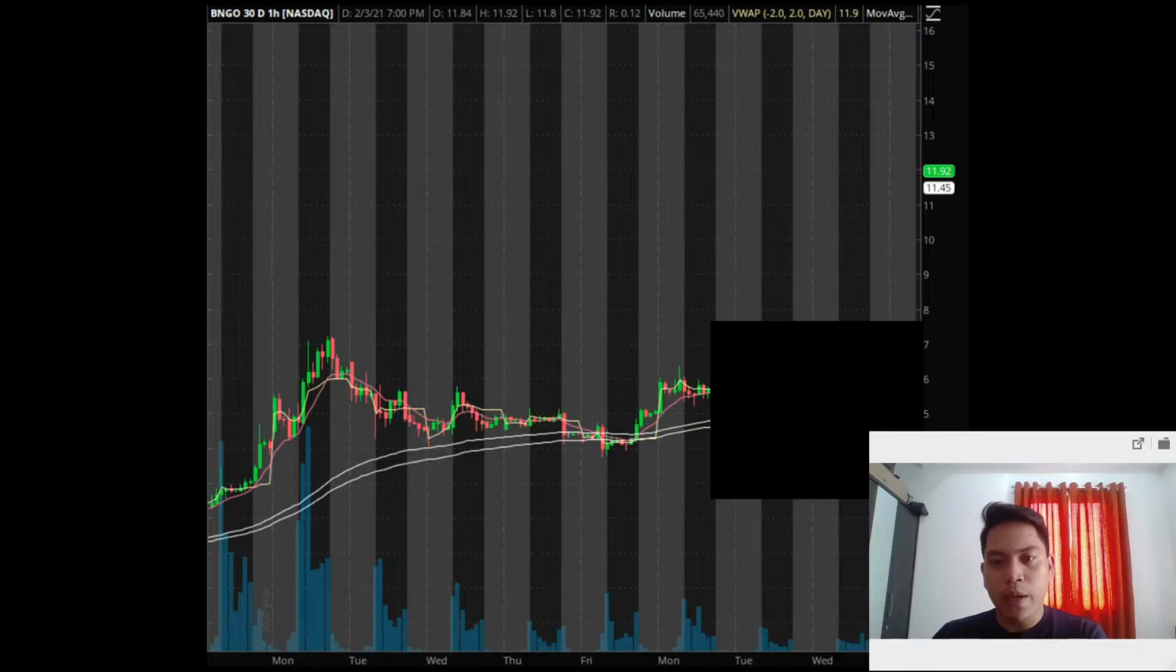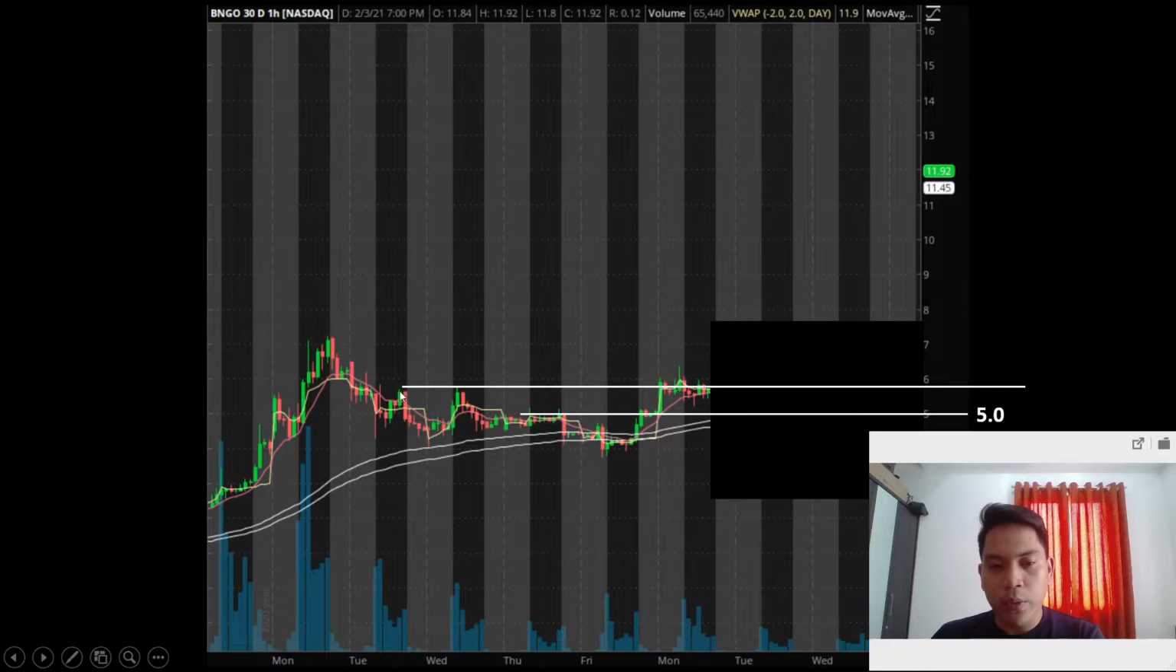And lastly, we have BNGO. Again, draw our lines. As you can see here, it got tested multiple times and then it got rejected hard, so this becomes our resistance now, and then it got reclaimed, and as you can see, it's consolidating in that area, and right at pre-market open it jumped immediately, so we can say that this can be our support now at this point. Then we draw our line. We have here 1, 2, 3. So this consolidation area can be our resistance around 5.9.